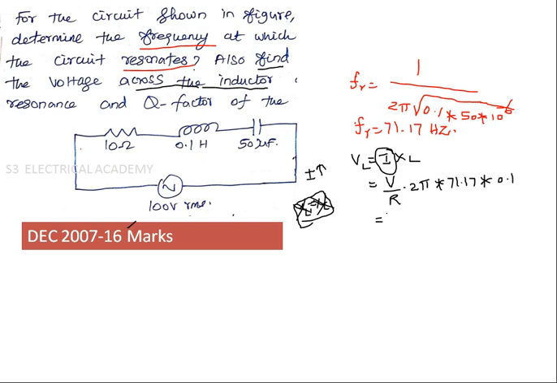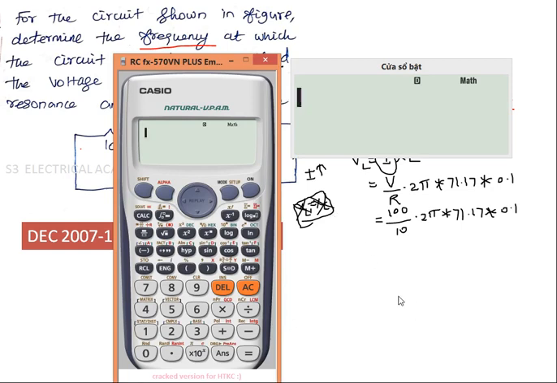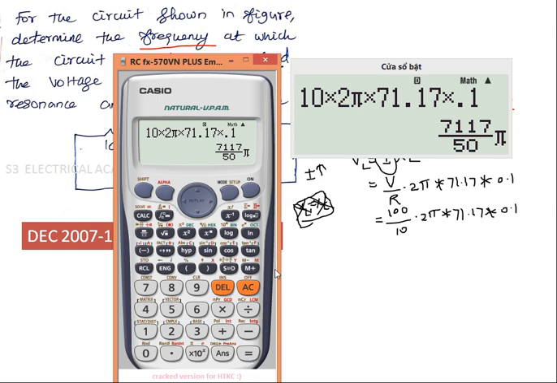What is the value of V? 100 volts. What is the value of R? 10. So VL is equal to 100 by 10, which is equal to 10, multiplied by 2 pi, multiplied by 71.17 hertz, which is nothing but the resonant frequency, and 0.1 Henry, which is equal to 447.17 volts. This is nothing but VL, the inductor voltage.